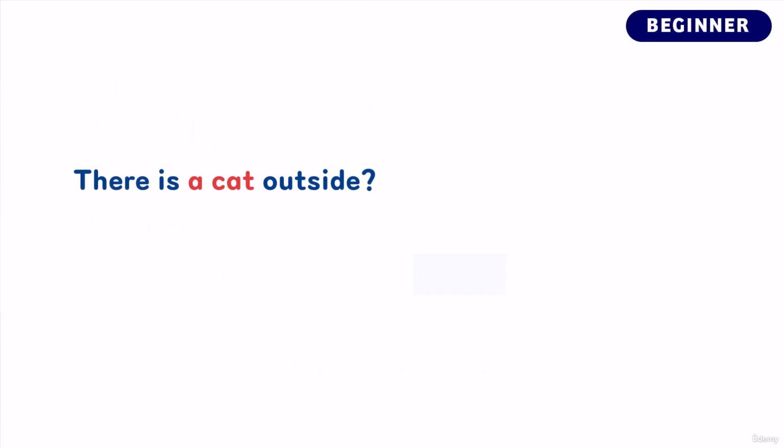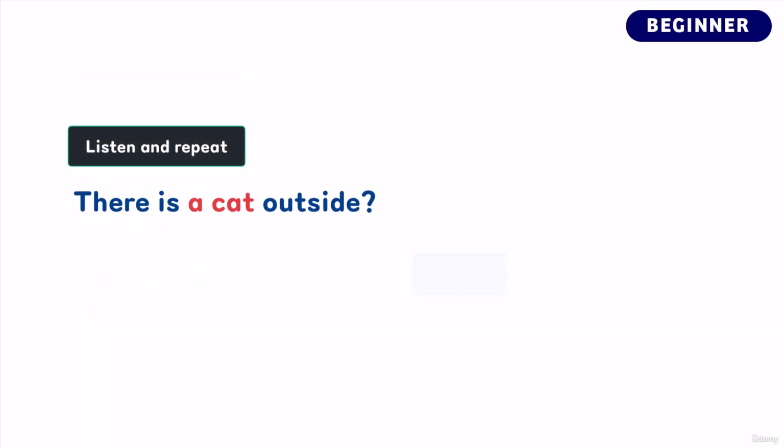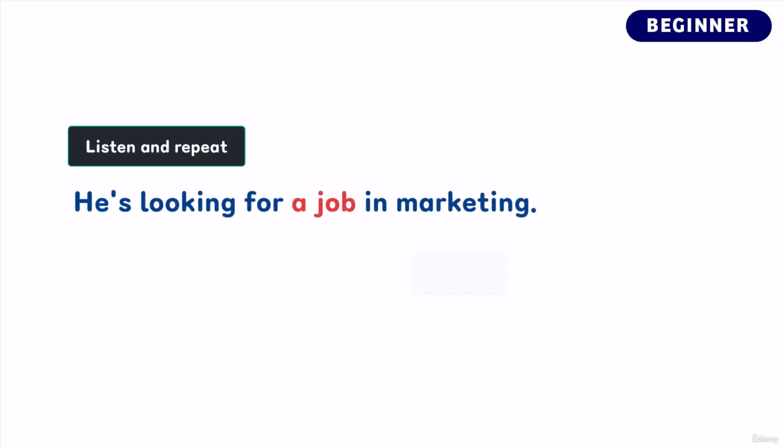Okay, so let's now do a speaking practice of these sentences. There is a cat outside. I want a cat. Is it an orange cat? They love cats. I have a fun book. Can you pass me an apple, please? He's looking for a job in marketing.